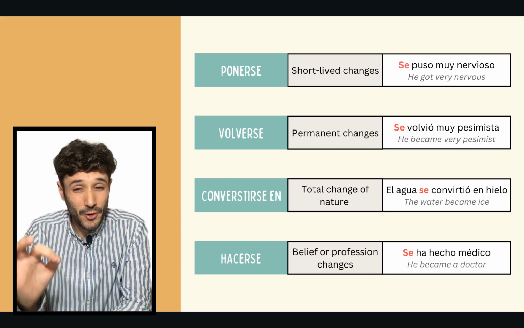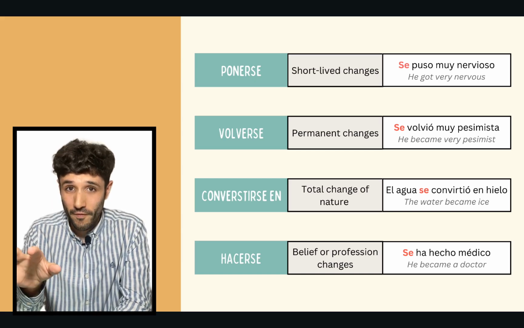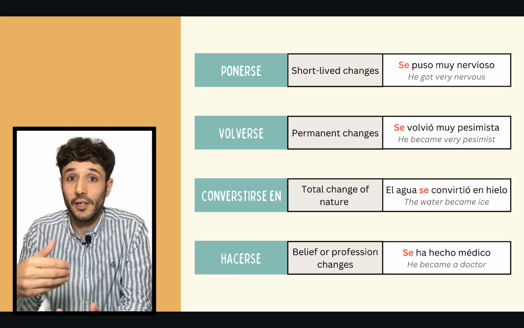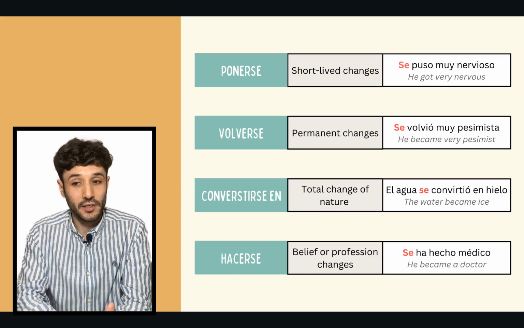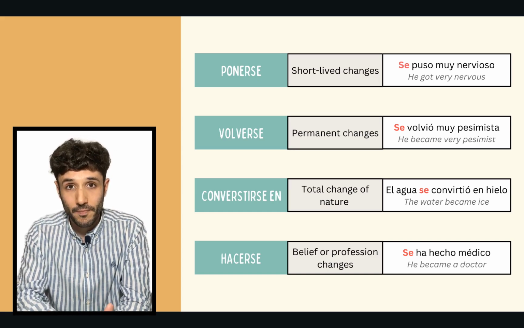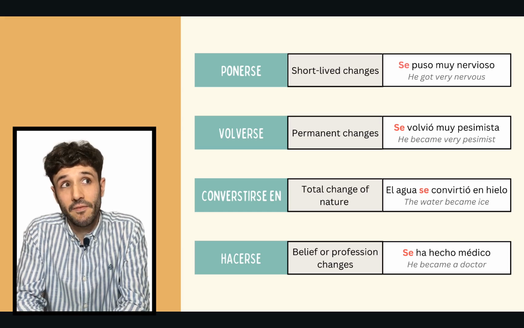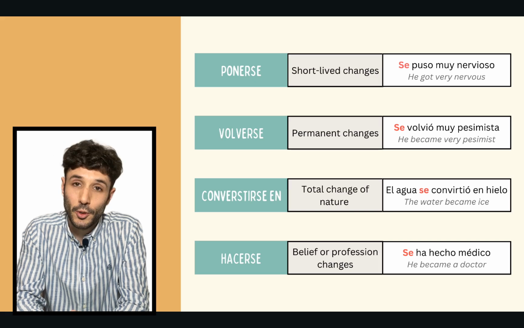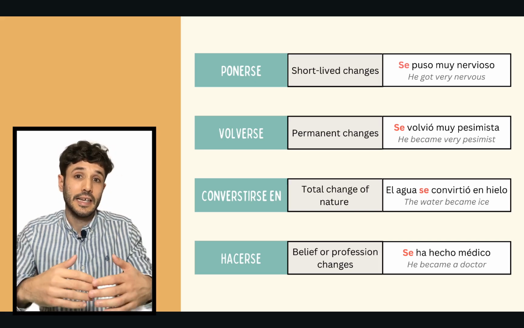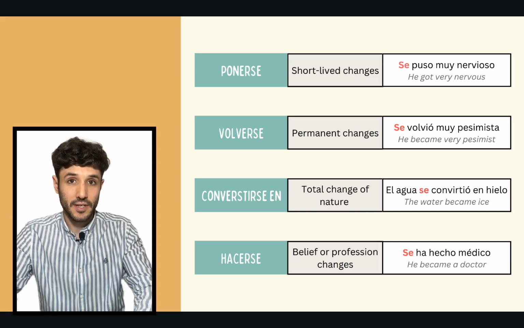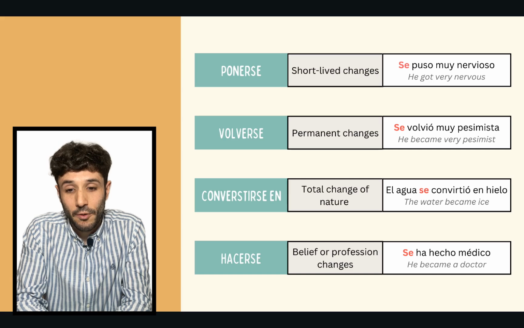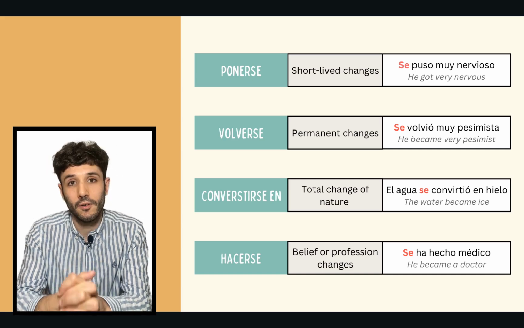Convertirse en refers to a total change of nature or a change that requires a lot of effort to achieve. The example here is el agua se convirtió en hielo, the water became ice. Okay, so here we have a change of nature. If there is a change that requires a lot of effort, we can say something like se convirtió en presidente. He became a president. And lastly, hacerse refers to a change of belief or profession.